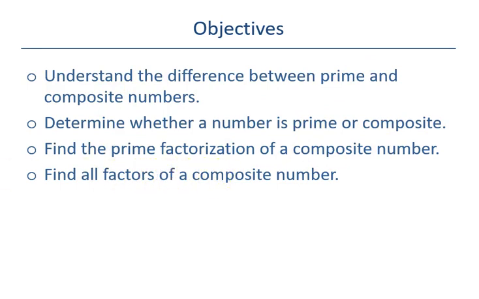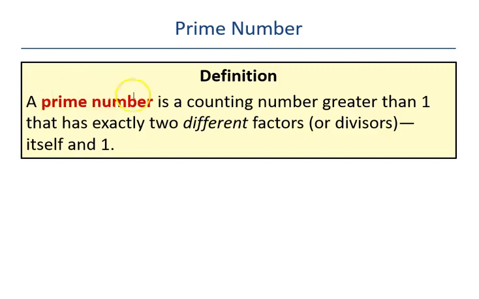Okay, first off, what is a prime number? A prime number is a counting number greater than 1 that has exactly two different factors or divisors, itself and 1. What it's saying is, and I'll go ahead and give you an example of one.